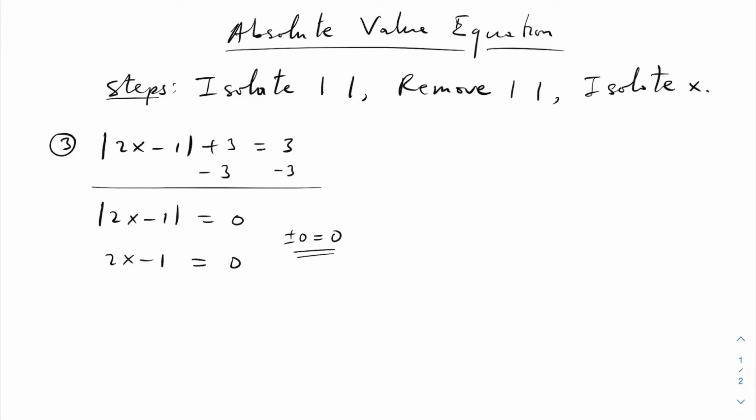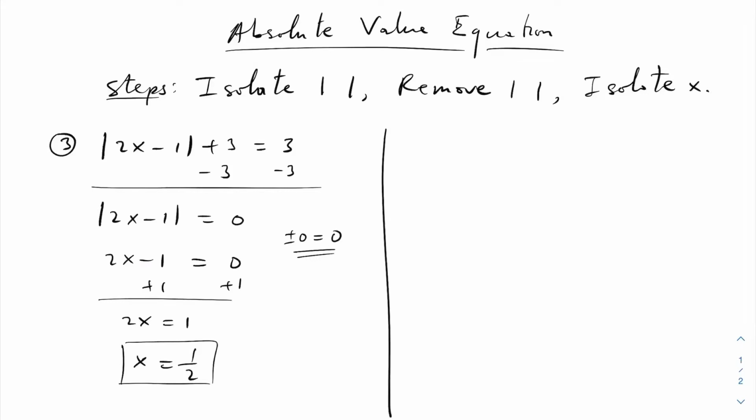With that, I'm going to add 1 on both sides, giving me 2x equals 1, and finally divide both sides by 2. And so I get x equals 1/2. And this is done. But last example: what happens when on the right side of your equation you get a negative number? Let's look at this one here.